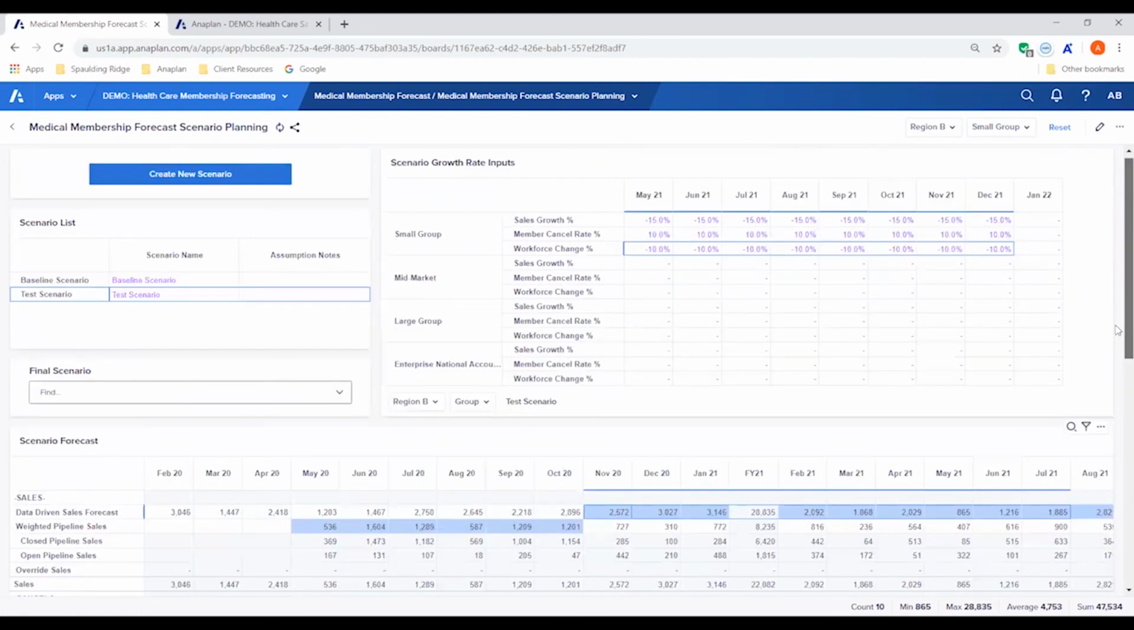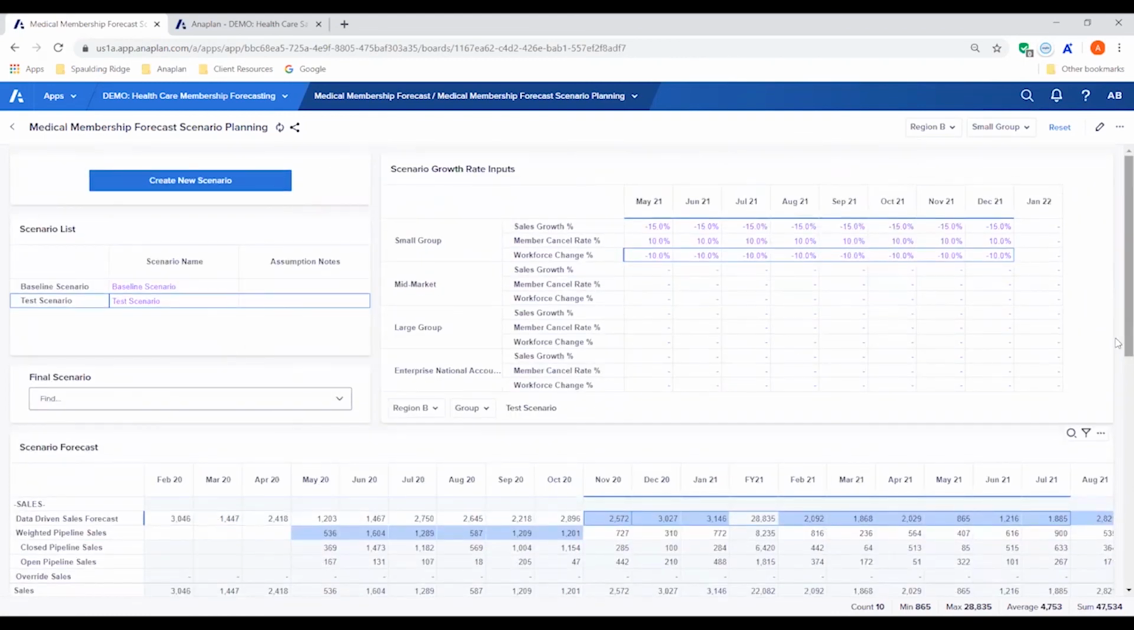So after a planner has gone through a couple of different scenarios and they know which one they want to submit as a final forecast, we can select a final scenario. And this scenario that we set in our medical membership will serve as a baseline for our product forecast as well.